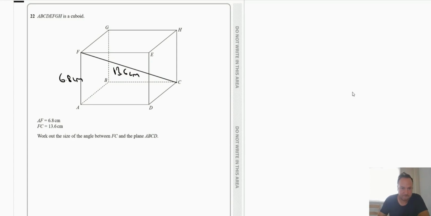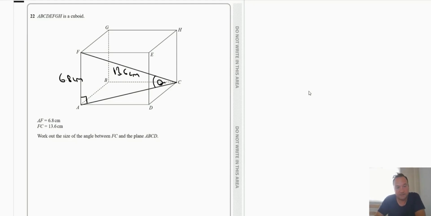Right. So I'm going to add an extra line for this. And what we need to do here, guys, we need to consider the line AC. Now, the line AC is actually running across the plane. Now, the plane is perpendicular to the height of FA. So we can actually also add a right angle to this. So that's also really important. Now, the angle between FC and the plane is this angle over here. So I'm going to call this angle, angle theta.